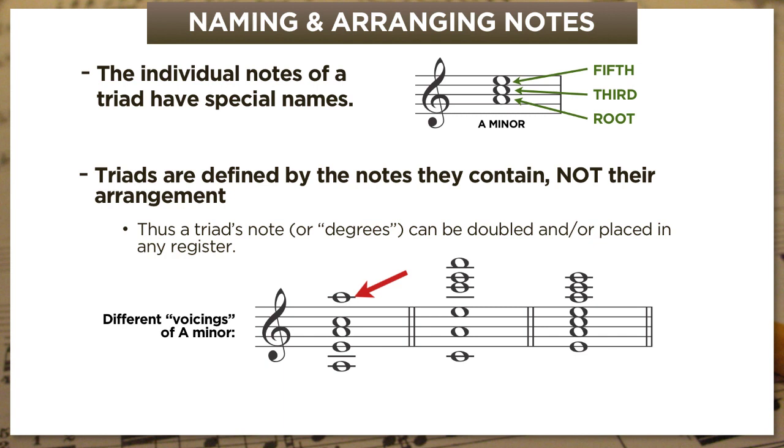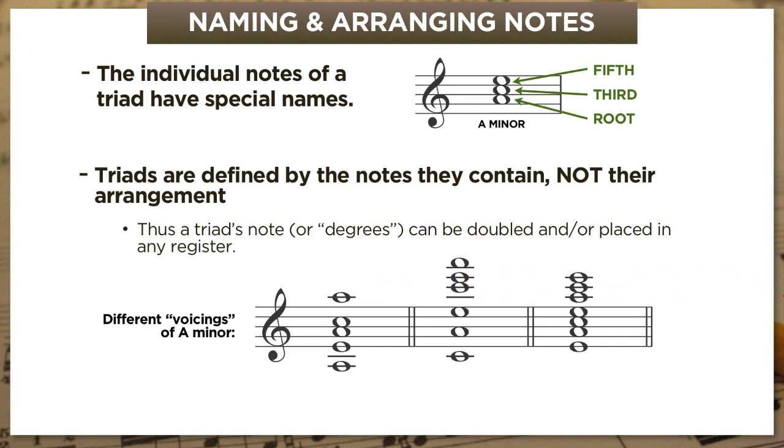But we don't need the root to be on the bottom at all, as the other two voicings show. There we have the chordal third and the fifth on the bottom, and these chords are still A minor. So the category of A minor is very inclusive. It's going to include any combination of A, C, and E. Now, having these various voicings on screen also gives us a chance to talk about what's called position.